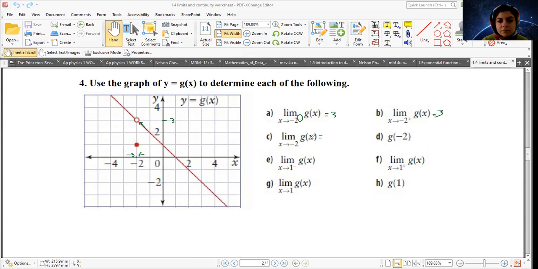I think it does not exist. Okay, the limit from right and left are the same. So the limit of x going to -2 exists and is equal to 3.